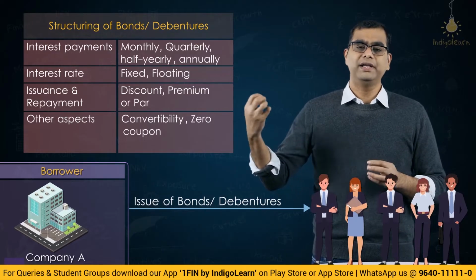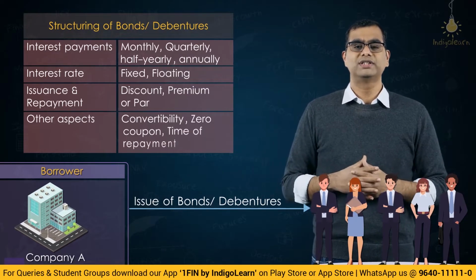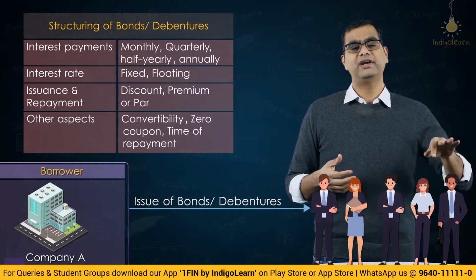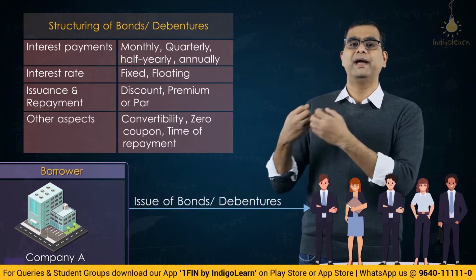Then the company will have a right to say, I will repay at any point of time. That is one variety. The investor will have a right to say, I will want my money back at a certain point of time.